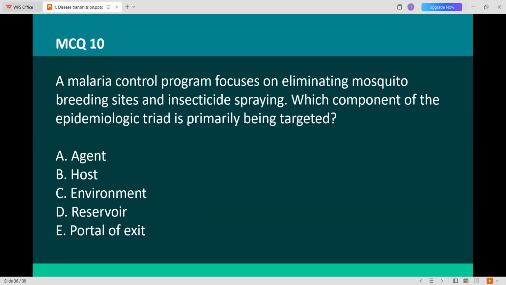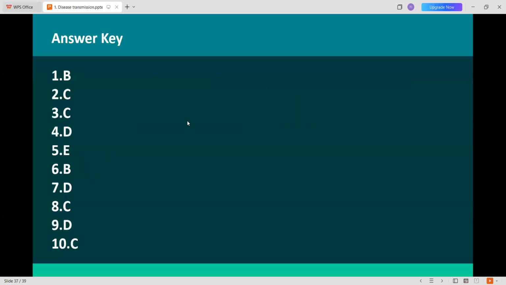MCQ number ten: a malaria control program focuses on eliminating mosquito breeding sites and insecticide spraying. Which component of the epidemiological triad is primarily being targeted? A, agent, B, host, C, environment, D, reservoir, E, portal of exit. C, yes, C is the right option.